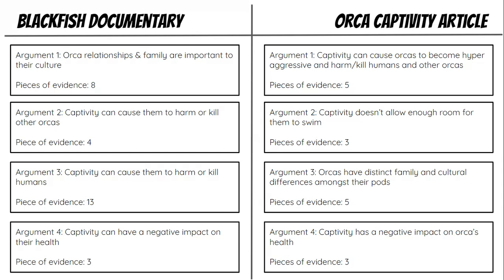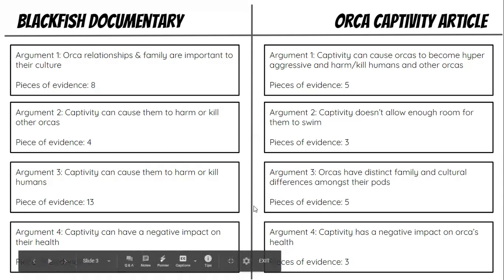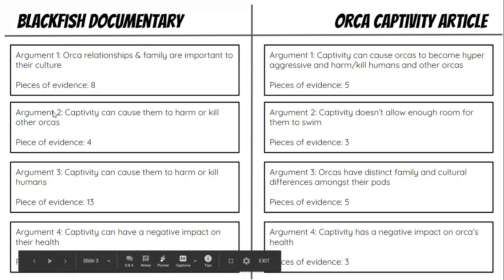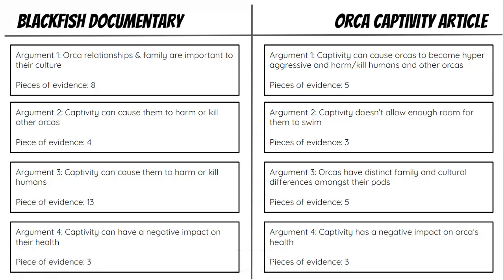So I personally chose argument 4 for both of these, which was the same. So that gave me 6 pieces of evidence. That was my first reason. So captivity can have a negative impact on their health. I then chose argument 2 and 3 over here, which is that captivity can cause them to harm or kill other orcas or humans. And because this one kind of went along the same lines, the pieces of evidence were either them harming orcas or them killing humans. I split those pieces of evidence over here.